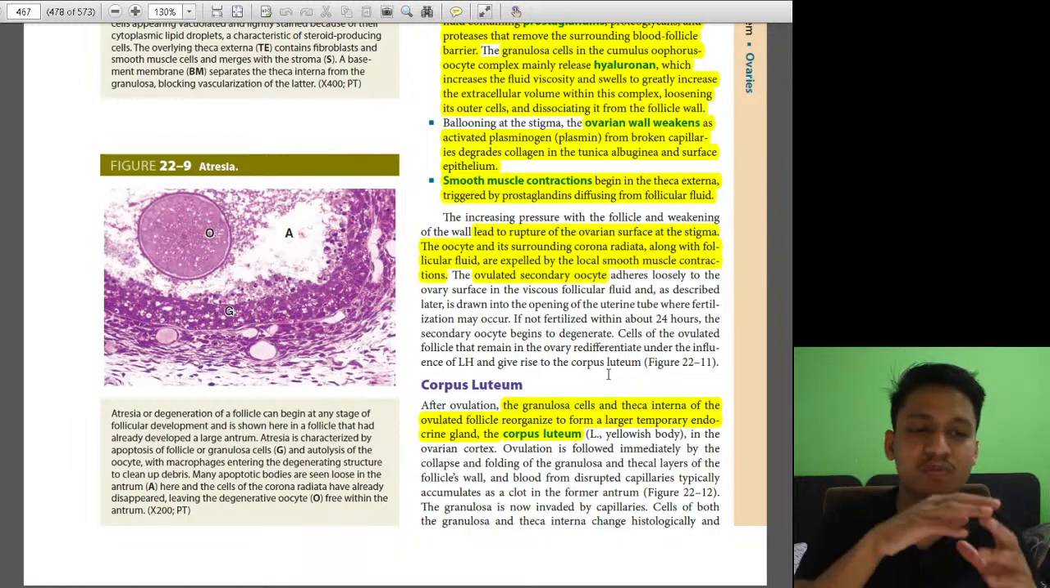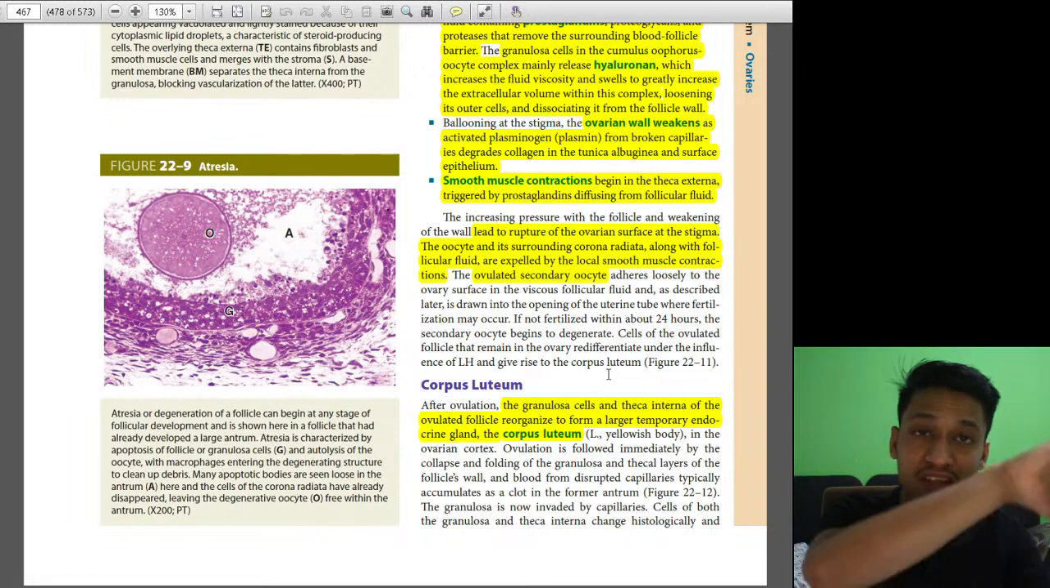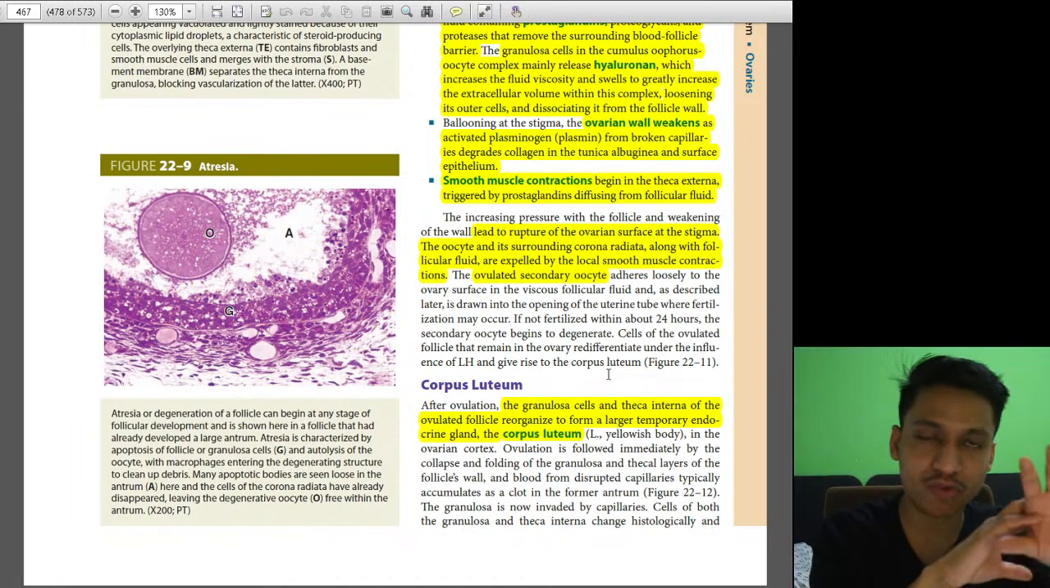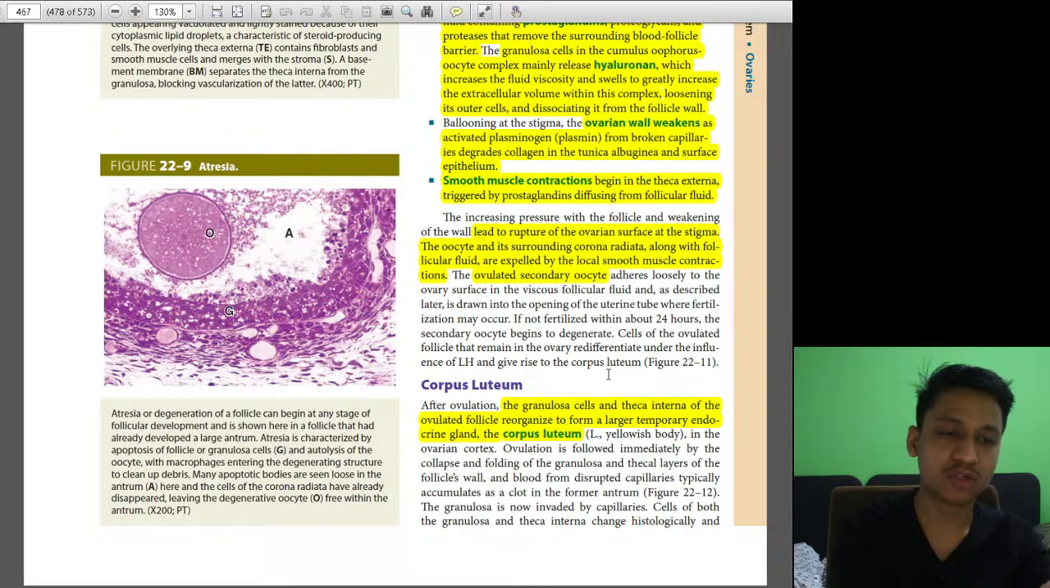Now, after the ovulation, we have this oocyte secreted. We'll see where the oocyte goes, but all the rest of the part left behind, the theca interna, externa, and the other left material from the follicle, gives rise to the corpus luteum. Let's see what this corpus luteum does.